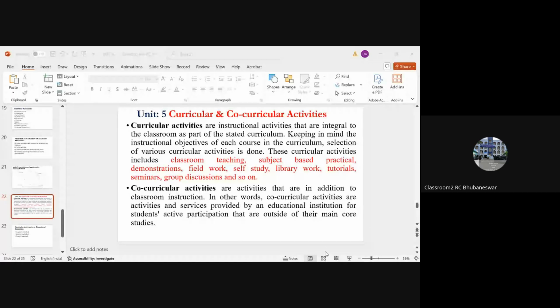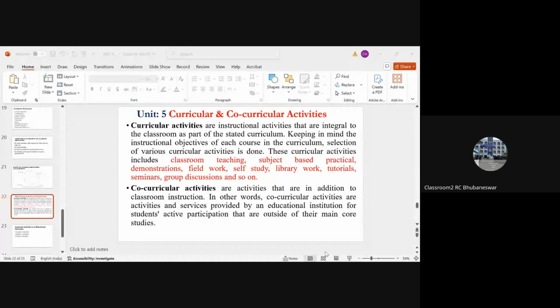So curricular activities are classroom teaching, subject-based practicals, demonstrations, field work, self-study, library work, tutorial classes, seminars, group discussion, question answer, and like this. These are the variety of curricular activities. And they are also specifically done in a specific subject. All these activities we can organize in mathematics, in science, in social science, in language history, in language English, in language Odia.